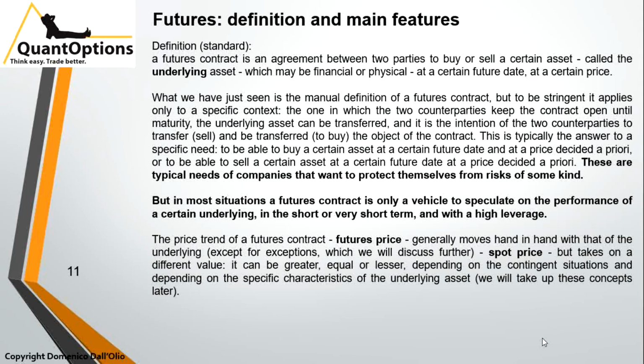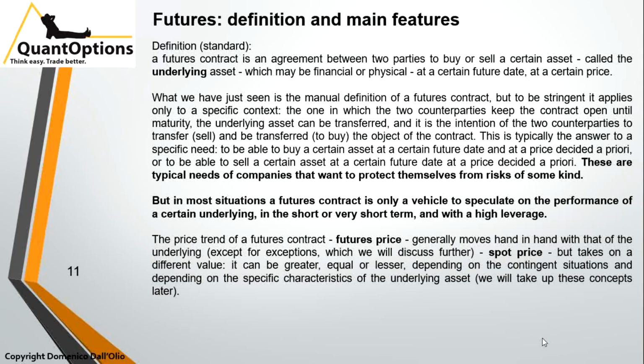Let's first see the basic definition and the main features of a futures contract. The standard definition states that a futures contract is an agreement between two parties to buy or sell a certain asset called the underlying, which may be financial or physical, at a certain future date at a certain price. In other words, a futures contract is a means to purchase something at a further moment in time at a price decided in the moment we create the contract.